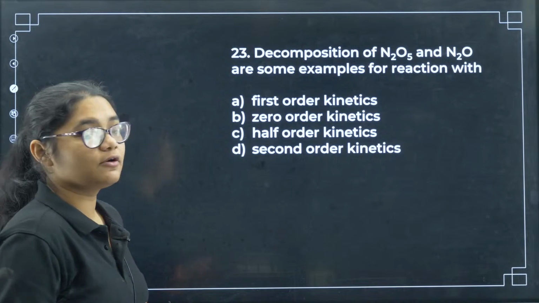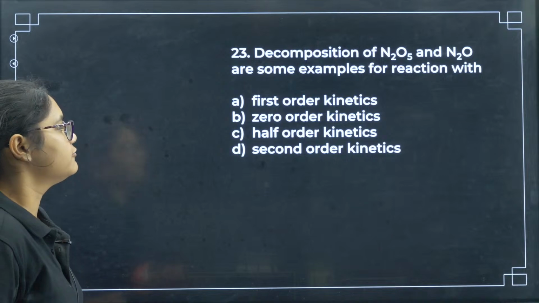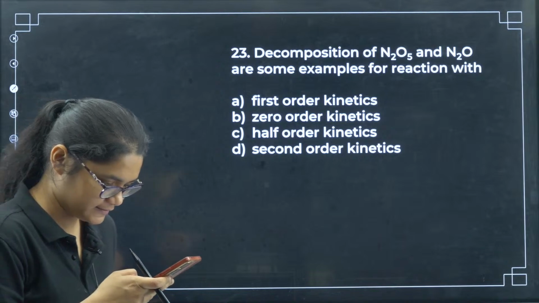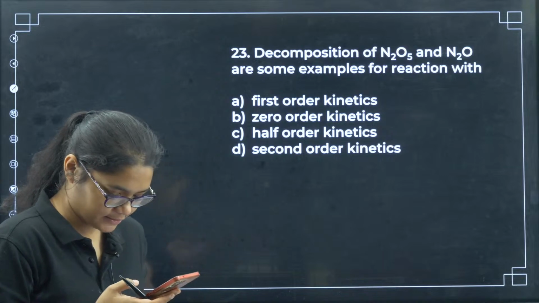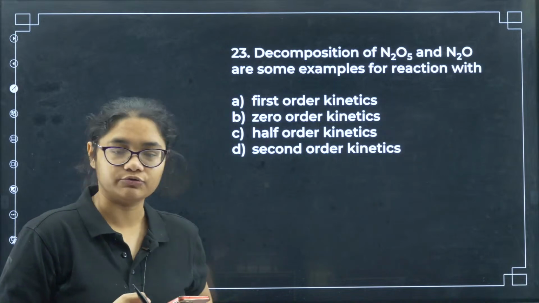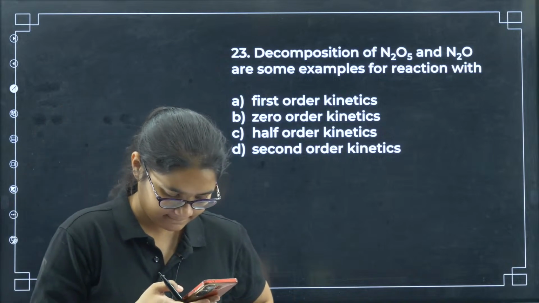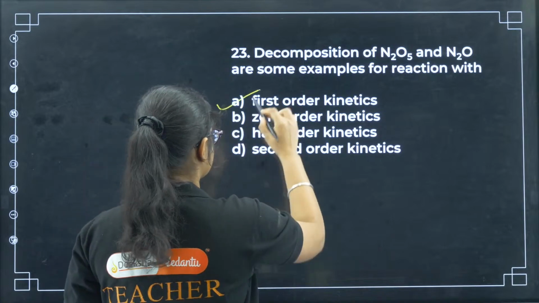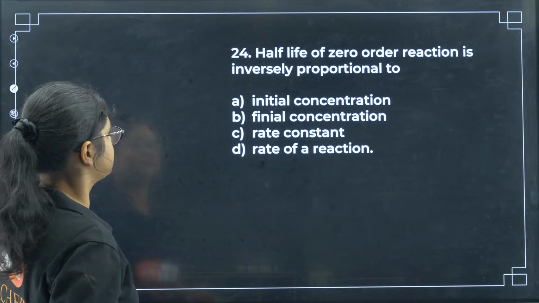Next, decomposition of N2O5 and N2O are some examples for reactions with first order kinetics, zeroth order kinetics, half order kinetics or second order kinetics. Similar question also, this one is an example based question. You should remember certain examples. Yes, Srinivas is correct here. It is a first order kinetics. Okay, so this is a completely factual based question, so you should remember these examples.